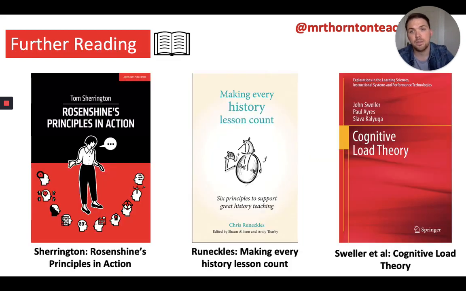So hopefully some of that's been useful. And I thought I'd finish really with 2 books and a paper that are really useful. Rosenshine's Principles in Action. I'm sure a lot of you have seen this already. It's fantastic and contains some good bits where they talk about worked examples and modelling, etc. The middle book by Chris Runicles, Making a Real History Lesson Count. I think it's absolutely fantastic. It's like a Bible for any new teacher, and even experienced teachers can pick things up and find things. And there's a really good section on modelling and sharing best practice.